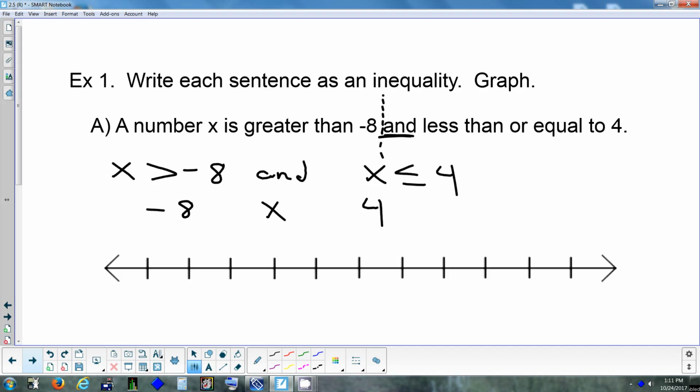Let's look at the one with the -8. So that was good. Is there a line under it? No. Let's look at the one with the 4. Is there a line under it? Yeah. Yep, then we need to put the line under it.